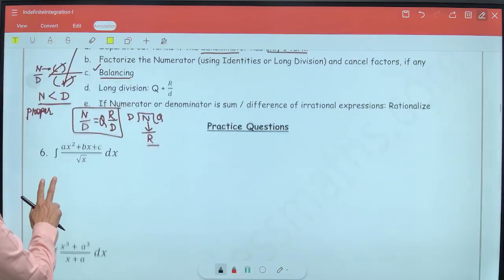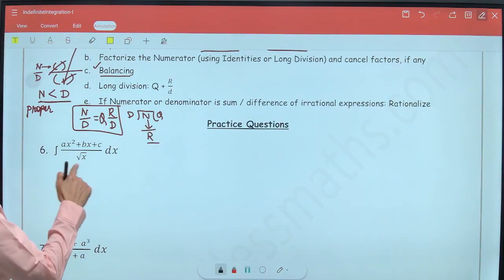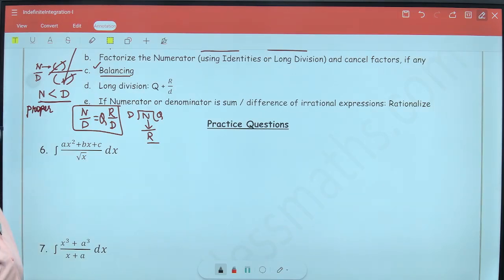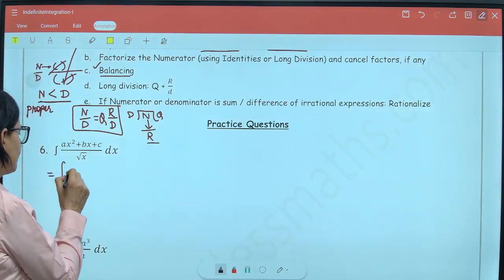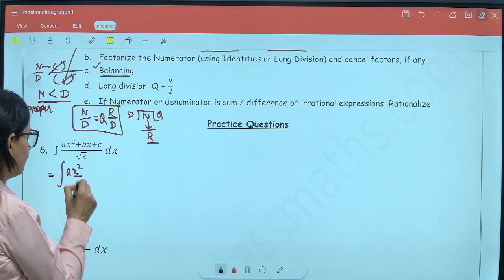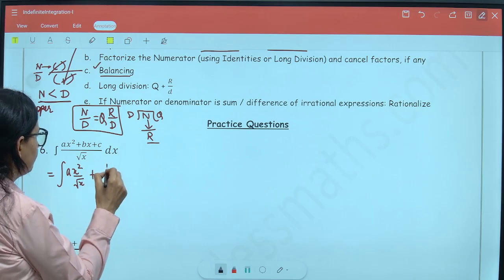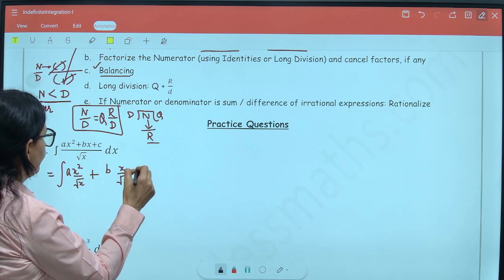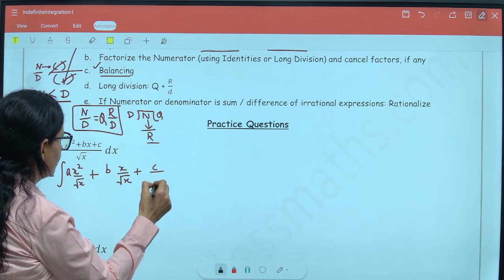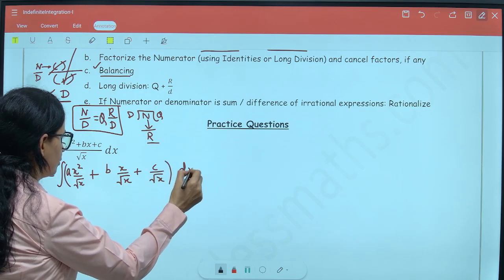So let's get started with rational polynomials, integral of rational polynomials. Now here the denominator has only one term. Remember, when the denominator has only one term, it is very easy to separate out all the terms. So this becomes integral of a x square upon square root x plus b x upon square root x plus c upon square root x. Now we need to integrate this function, right?